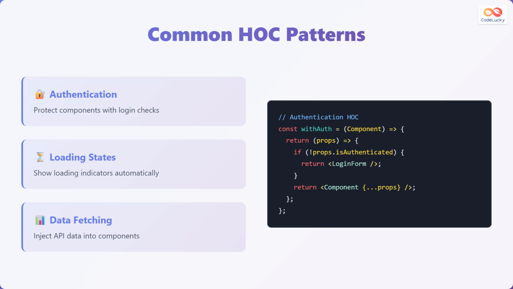Higher-order components are often used to solve common problems in React applications. Here are a few common use cases. One pattern is authentication. This can be used to protect certain components and only render them if the user is logged in. Another common pattern is loading states. This can be used to display a loading indicator while data is being fetched. Finally, data fetching can be used to inject API data into components.